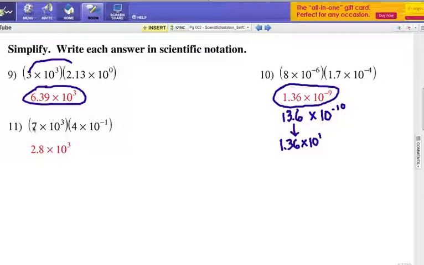Number 11, 7 times 4 is 28, of course, and 10 to the third times 10 to the minus 1 is 10 squared. But we know that 28 is too large. It has to be a value between 1 and 10. So in order to move that decimal to the right place to get it to 2.8, we are going to increase our power of 10. So there we go, 10 to the third.